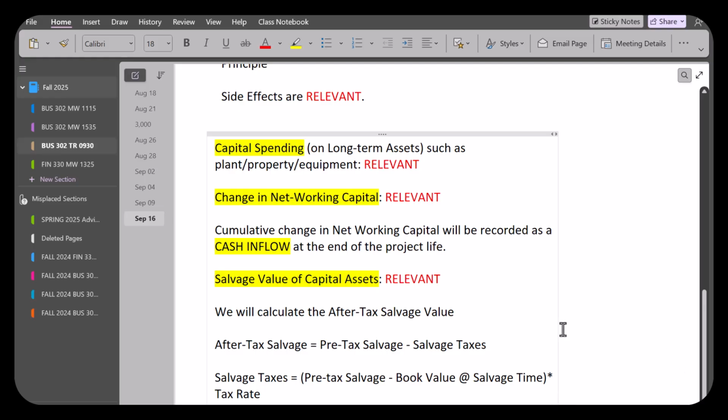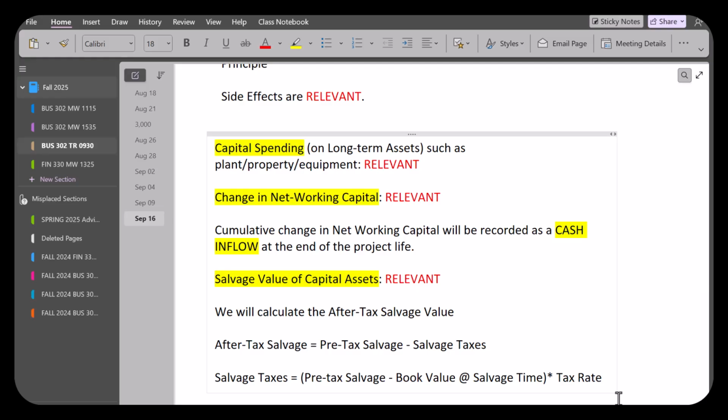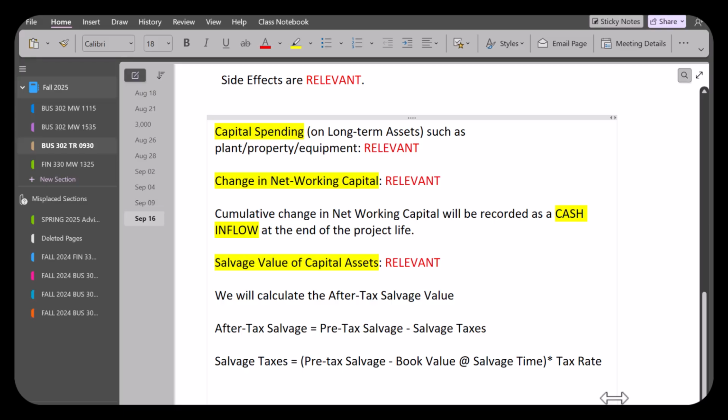In fact, we're going to build a template to calculate depreciation and salvage values, after-tax salvage values under different depreciation methods, but those are relevant. One thing we haven't talked about is financing costs. And in fact, I'm going to claim that they are not relevant, and I'll make an argument to that effect.